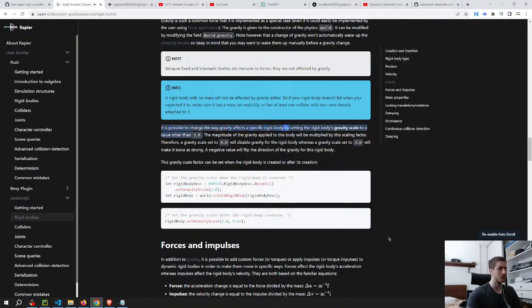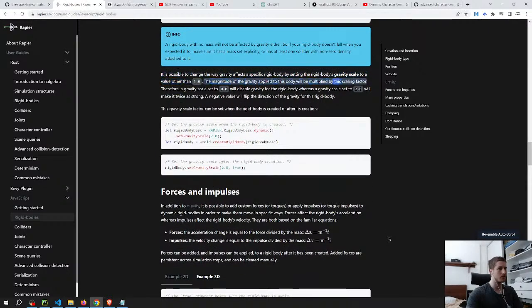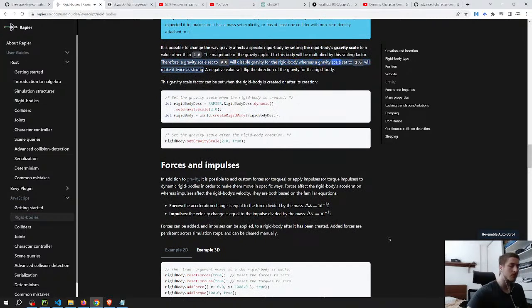It is possible to change the way gravity affects a specific rigid body by setting the rigid body's gravity scale to a value other than 1.0. The magnitude of the gravity applied to this body will be multiplied by the scaling factor. Therefore, a gravity scale set to 0.0 will disable gravity for the rigid body, whereas a gravity scale set to 2.0 will make it twice as strong. A negative value will flip the direction of gravity for this rigid body. This gravity scale factor can be set when the rigid body is created or after creation.